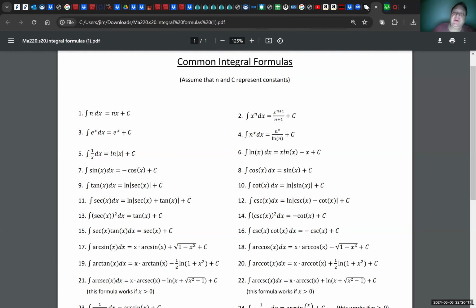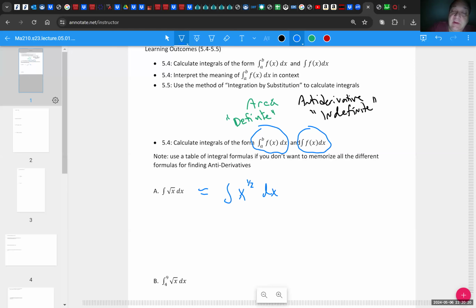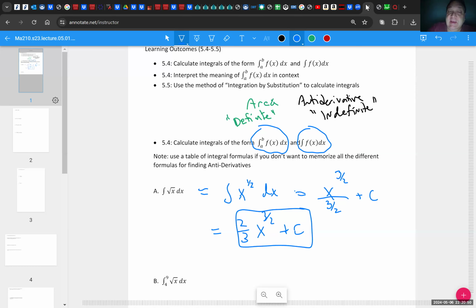All right, so we know this is going to equal x to the n plus 1. 1/2 plus 1 is 3/2, divided by 3/2, plus a constant. And we want to simplify this, so we'll write this divided by 3/2 as 2/3. So 2/3 x to the 3/2 plus c is the function that, when I differentiate it, I get square root of x.